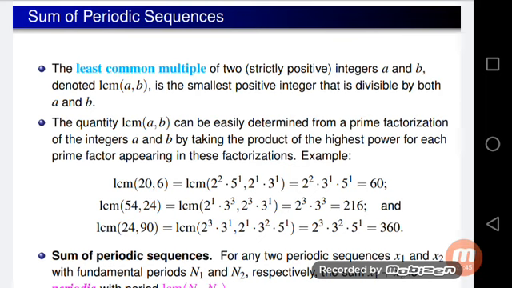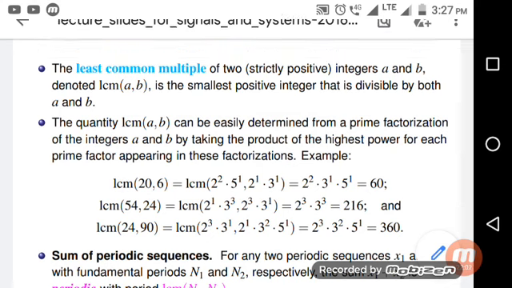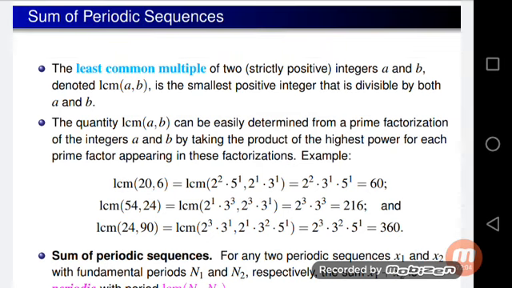and b. The quantity LCM(a, b) can be easily determined from a prime factorization of the integers a and b by taking the product of the highest power for each prime factor appearing in these factorizations. Example: LCM(2, 6), that is 3 power 1, 2 power 1, 5 power 1, 2 power 2, 5 power 1, 3 power 1, 3, 2 power 2, 60.